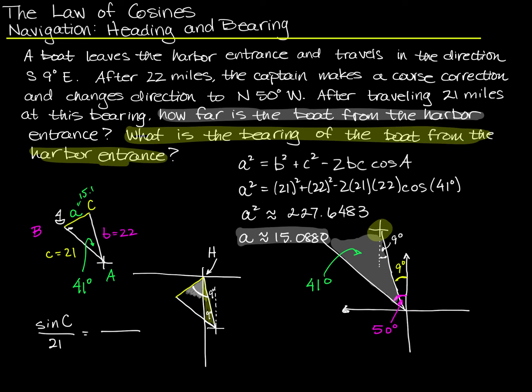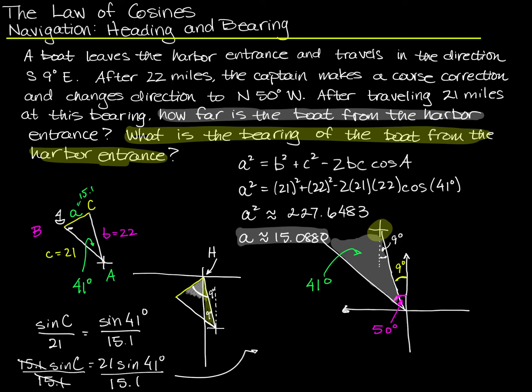So I have sine of A, which is 41, and that's opposite side A, which is 15.1, which is a highly rounded number. So I won't actually use 15.1 in my computations, but for record keeping purposes, that's how I'm going to write it down. And now all I have to do is solve this problem. I have 15.1 times the sine of C equals 21 times the sine of 41 degrees. Divide both sides by 15.1, and my computation now looks something like this.